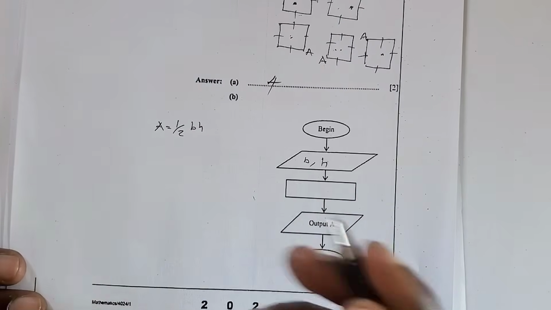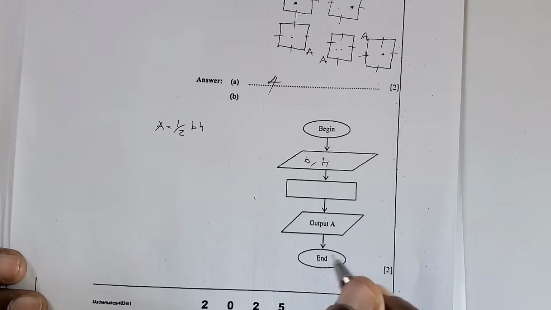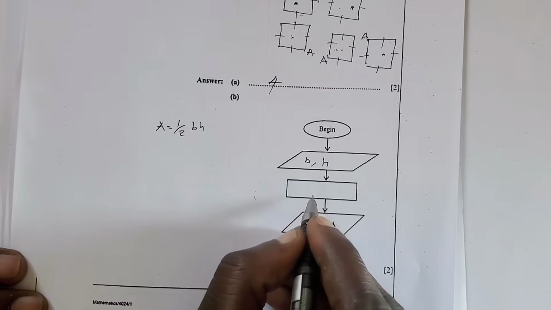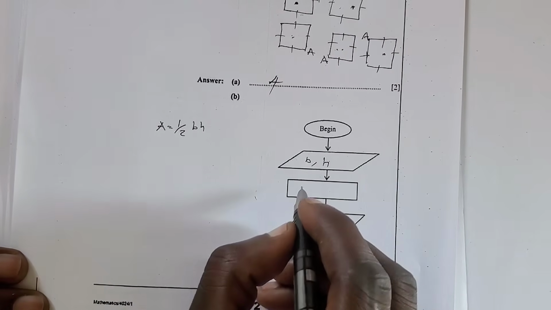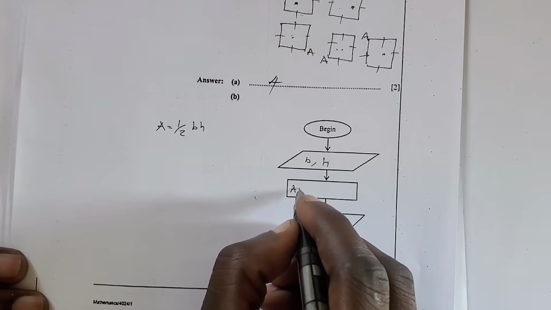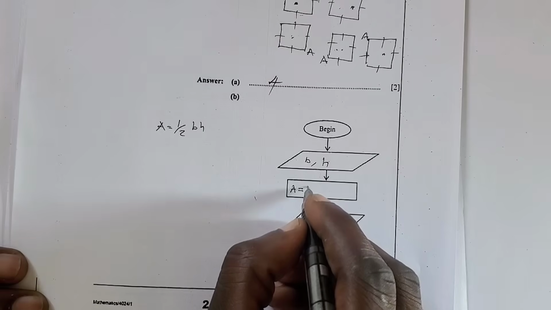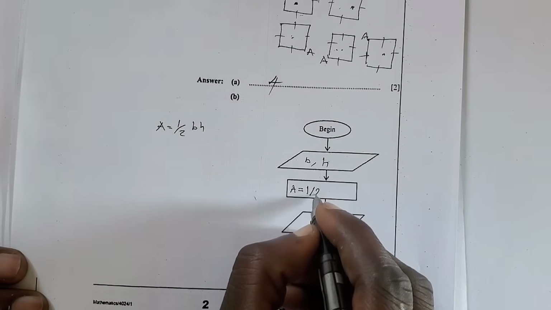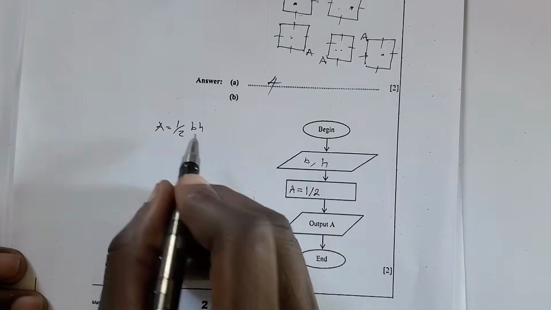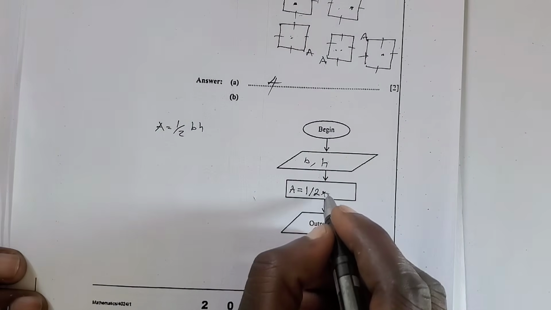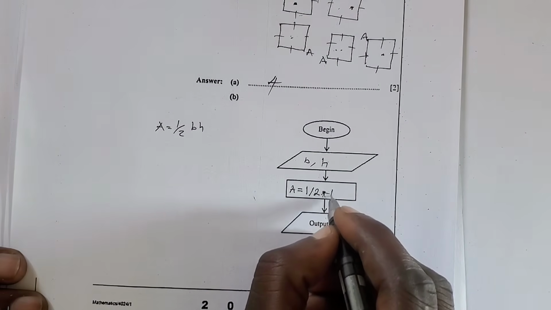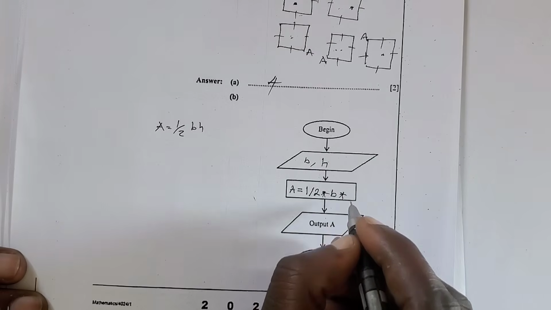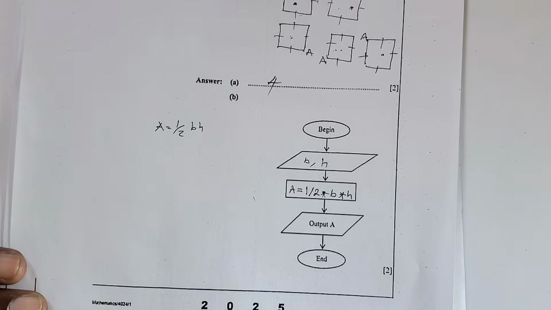Then this is for action. Action here, this is now calculate, where we calculate. So we're going to put the formula here. But how you're going to write it is something like this: area A is equals to 1 over 2 times, just write a star, times B times H. You're done. Can we go to question 19? Very good.